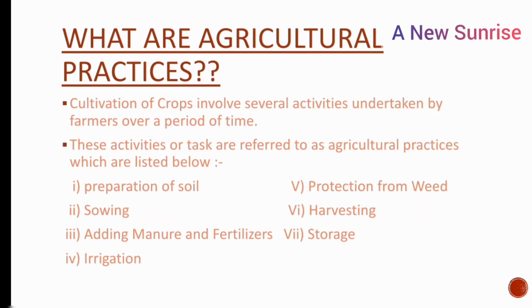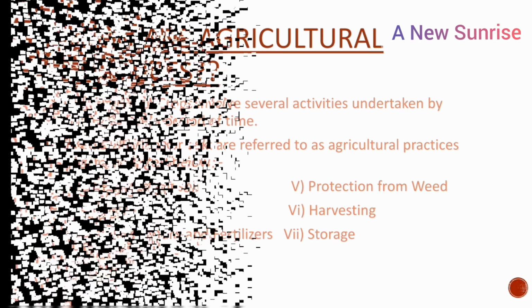Next question is, what are agricultural practices? Farmers have to perform several tasks, several activities in order to grow crops, in order to cultivate crops. And these tasks or these activities are known as agricultural practices, which are being listed below. First is preparation of soil, second sowing, third adding manure and fertilizers, fourth irrigation, fifth protection from weeds, sixth harvesting, seventh storage.